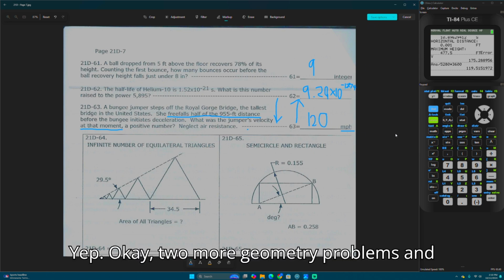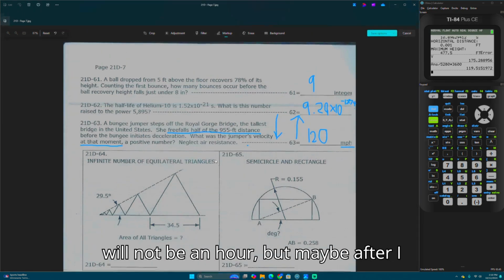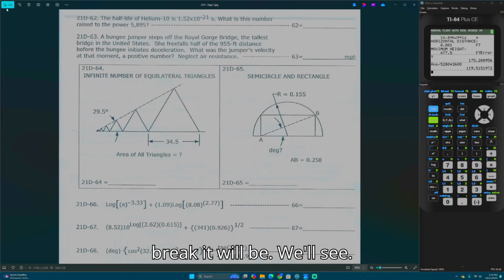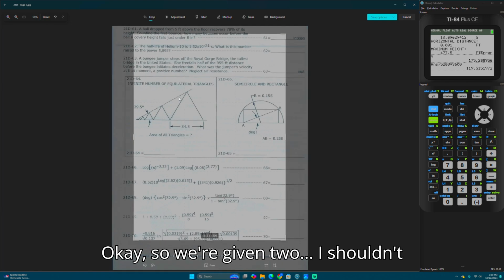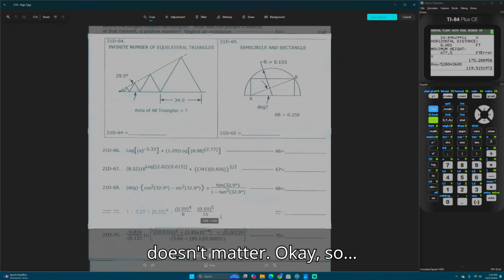Yep. Okay, 2 more geometry problems and we're done. So almost there. Now, it will not be an hour, but maybe after I crop a couple things, like my little break, it will be. We'll see.